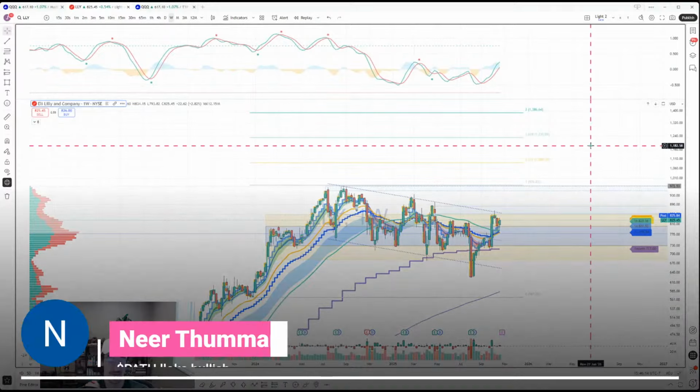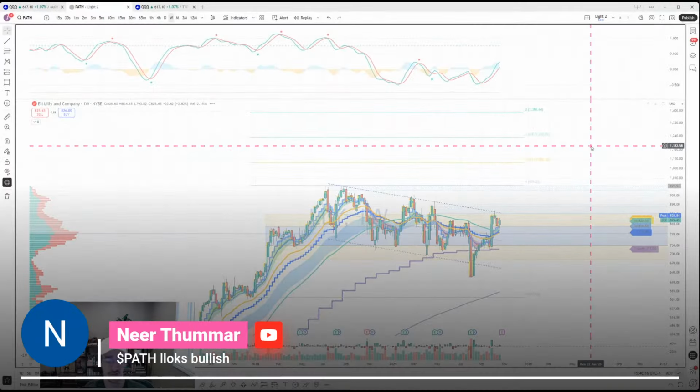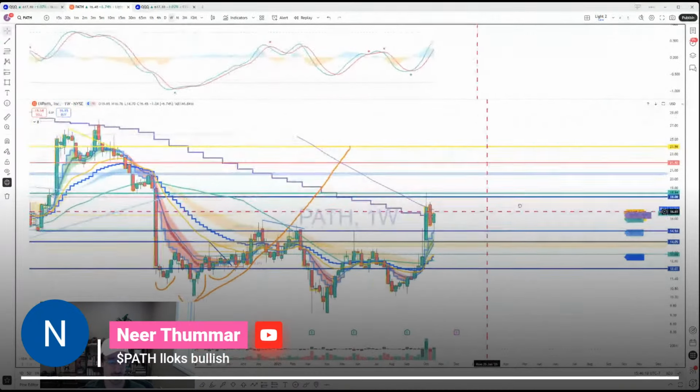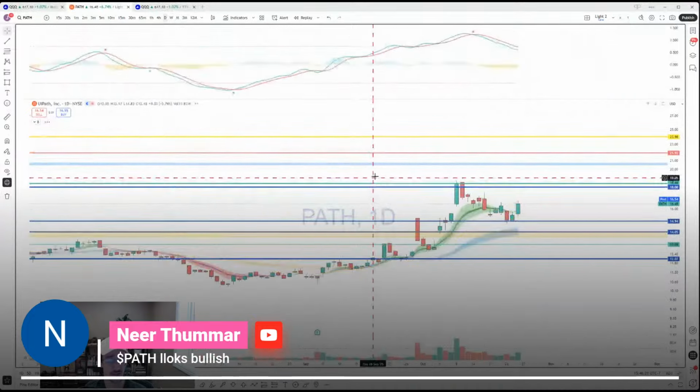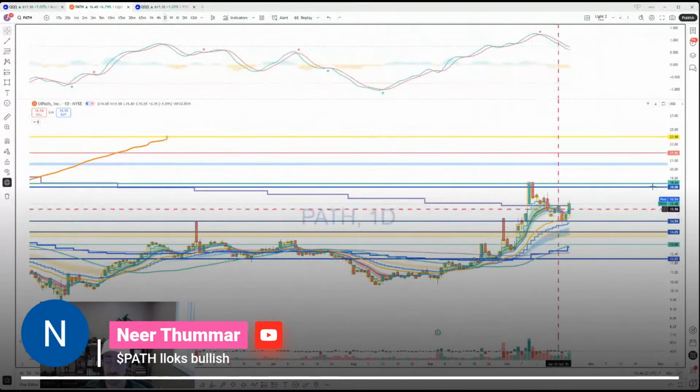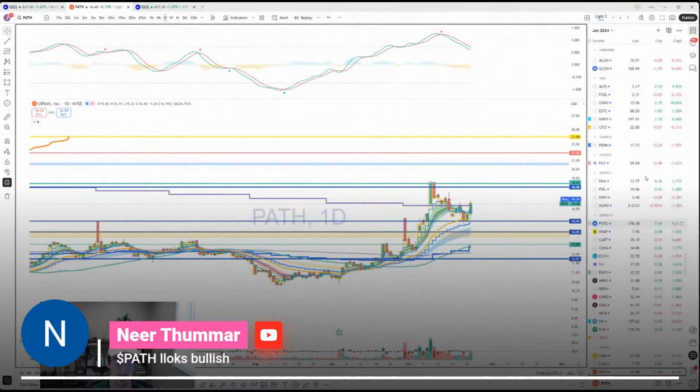Near talking PATH. Yeah, somebody else mentioned PATH to me today. It did look very good. This looks very good. Strong candle today, I assume. Very strong candle today. This is on my focus list. I'm going to add it right now. This looks great.